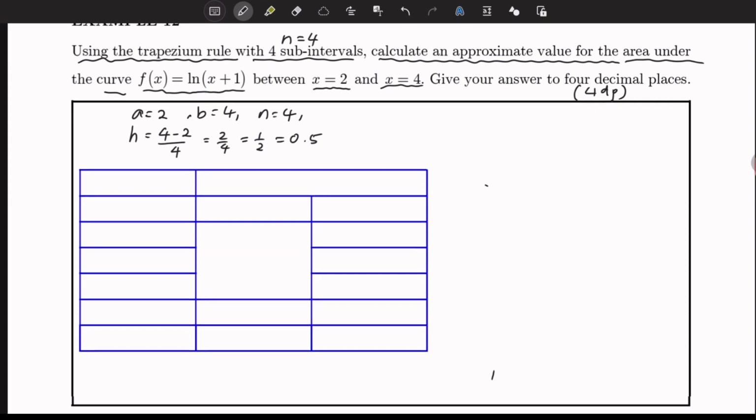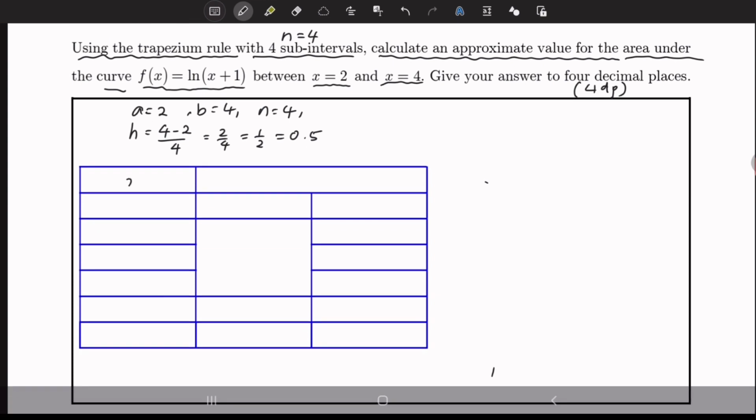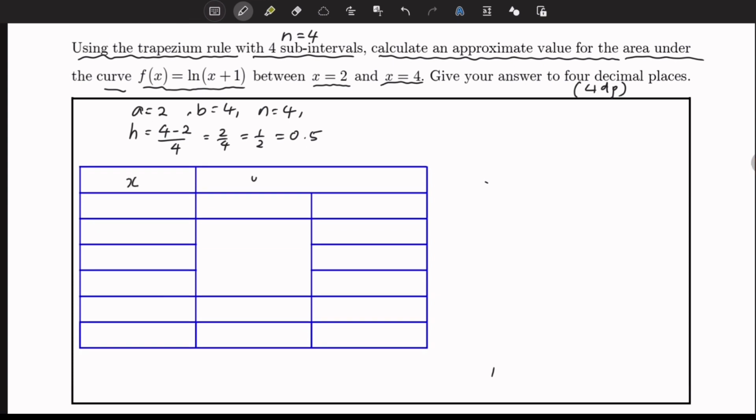So plot the table. This will be the values for your x, and this is the value for your y, so y equals f(x). Our f(x) is ln of (x plus 1). So x0 will be 2, x1 will be 2.5, x2 is 3, x3 is 3.5, x4 is 4.